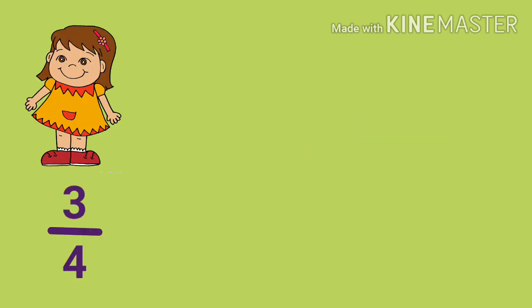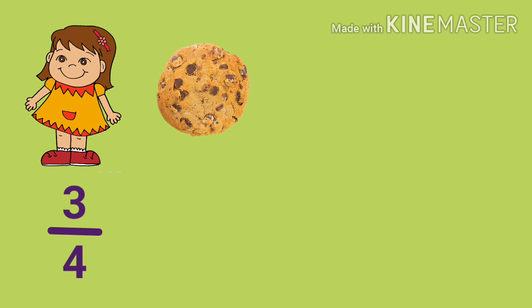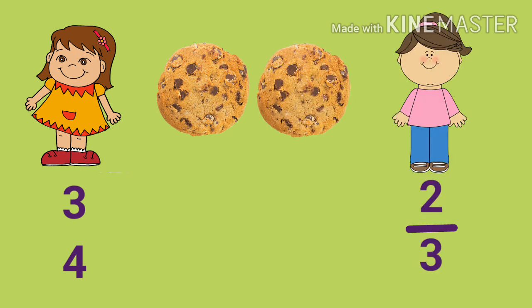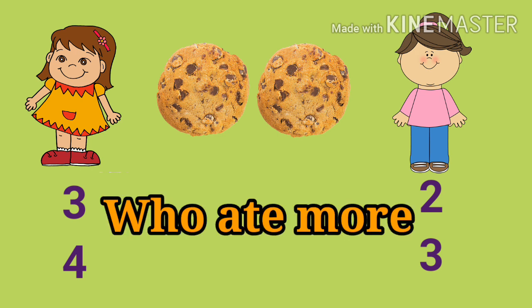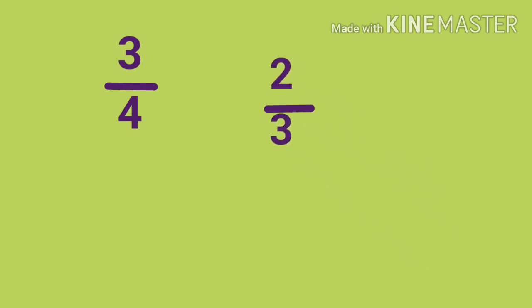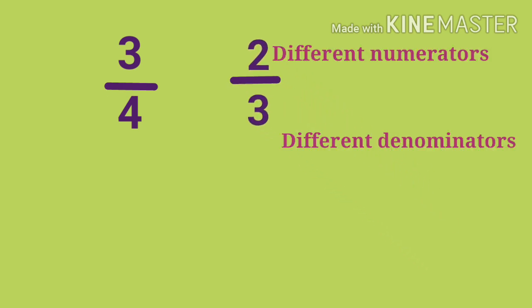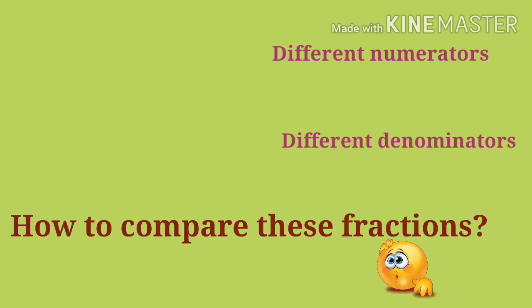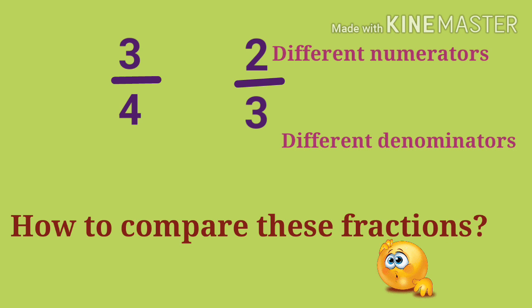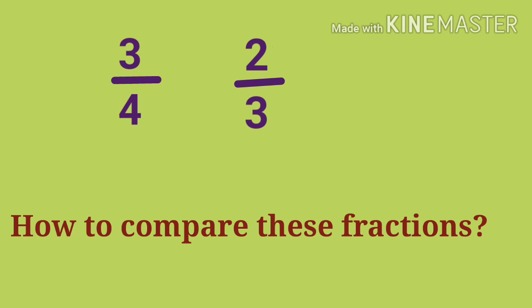Now, the second situation is: Madhu ate 3/4 of a cookie and Nina ate 2/3 of a cookie. If both cookies are of the same size, then which girl ate more? Here, the fractions 3/4 and 2/3 have different denominators and different numerators. So now, how will we compare these two fractions? It would be easier to compare them if they had the same denominators, correct?